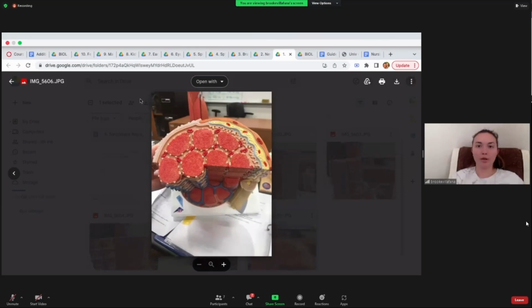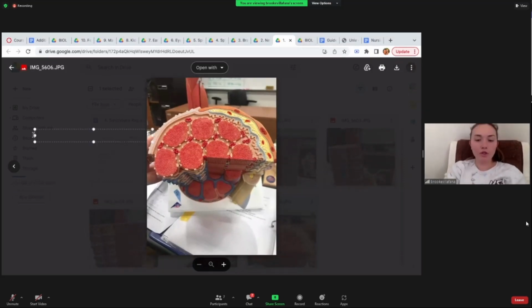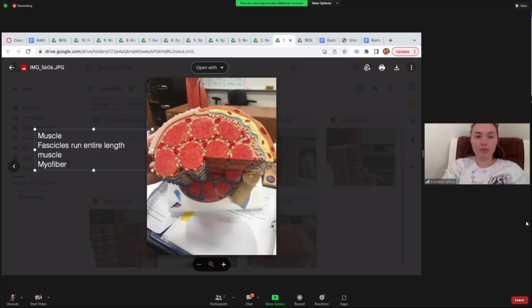There we go. Okay. So you have your muscle, which obviously runs the whole length of the muscle. Fascicles run the entire length of the muscle, right? The myofiber is the next one. Those run the entire length of the muscle, meaning your whole muscle length, right? That's going down it. And then your next division is the myofibril. And these run the entire length, right? And then making up each myofibril is the myofilament, which is our actin and myosin.